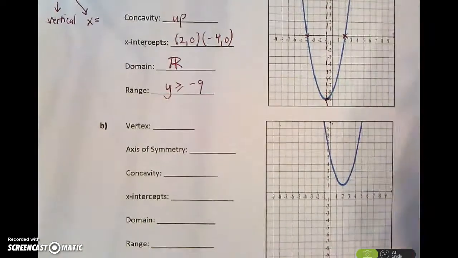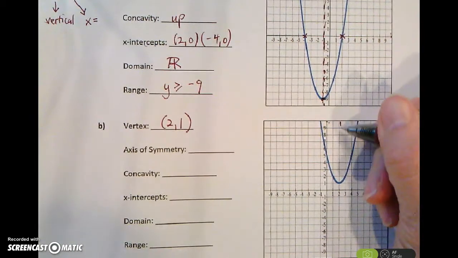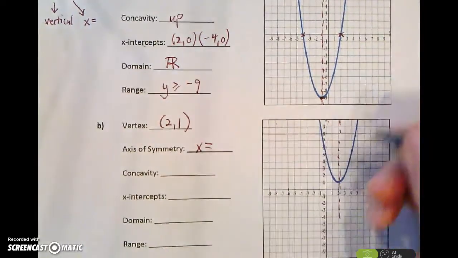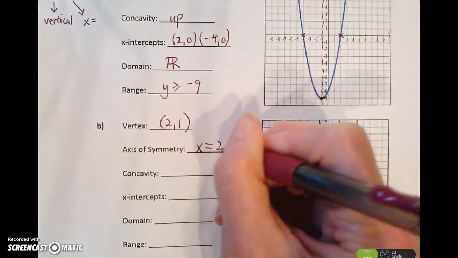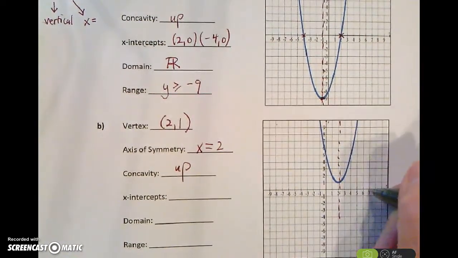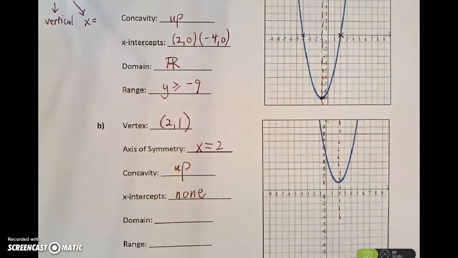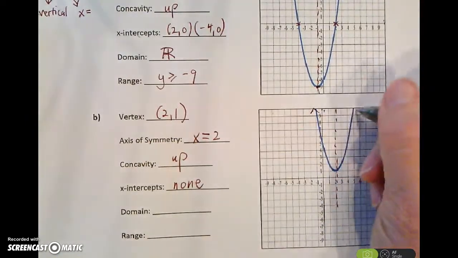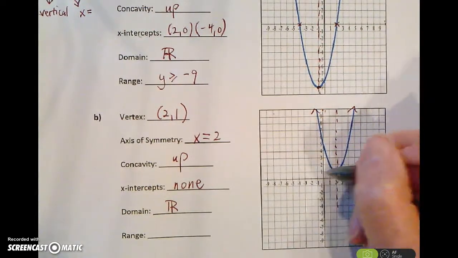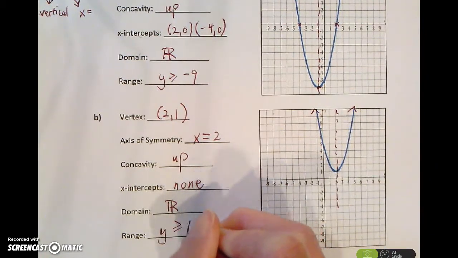B, the vertex on this one is (2, 1). The axis of symmetry going through the vertex would be the vertical line x is equal to 2. Again, the x value of the vertex. Again, it's concave up. There are no x-intercepts. The graph does not cross the x-axis, so we'll say that there's none. The domain will be all real numbers. And again, the y value starts here at 1 and goes up. So we say that y is greater than or equal to 1.